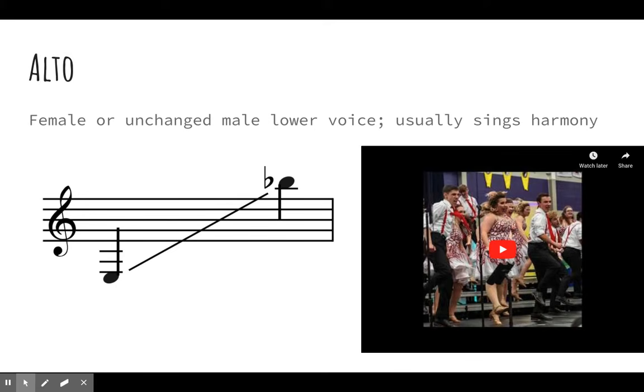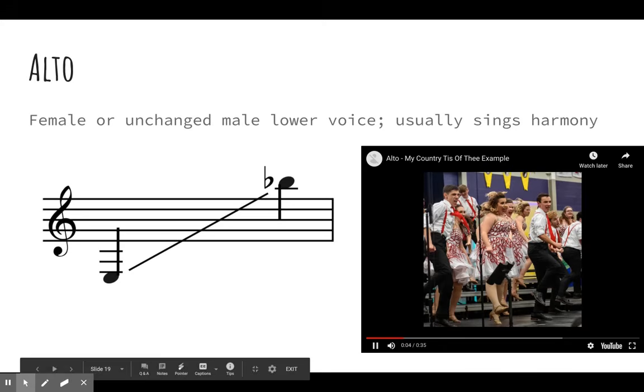My country 'tis of thee, sweet land of liberty, of thee I sing.